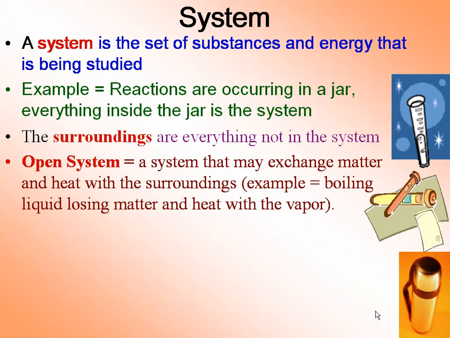We have several different types of systems. The first one we're going to look at is the open system. An open system is a system that may exchange matter and heat with the surroundings. An example: a boiling liquid loses matter and it loses heat with the vapor.